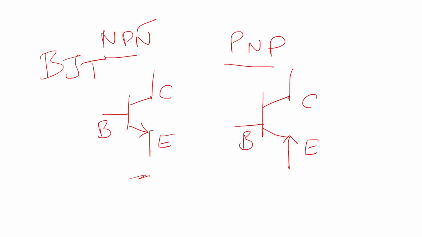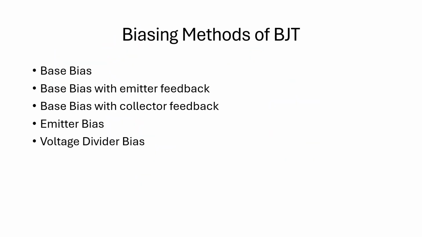Here we have three currents: the current flowing into the base is called the base current, the current flowing into the collector terminal is called the collector current, and the one flowing through the emitter terminal is called the emitter current. The next topic is the basic biasing methods of BJT.